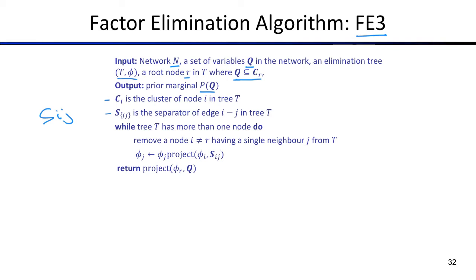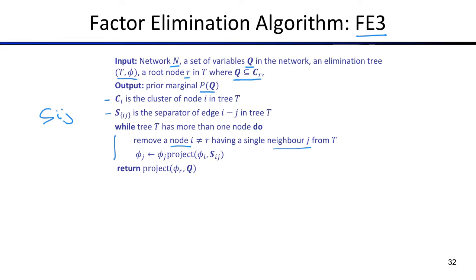And the algorithm is basically the same thing. We're going to just make use of the idea of clusters and separators. While we have a tree with more than one node, we iterate here. The idea is that we're going to eliminate every possible node of the elimination tree until we have just one node, which is going to be the node R. So we remove one node i, so we need to choose one node that is not the root node, and it must have a single neighbor j in the tree, and we do the elimination process.